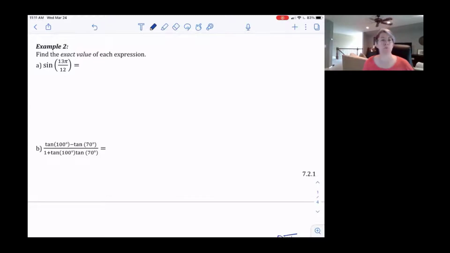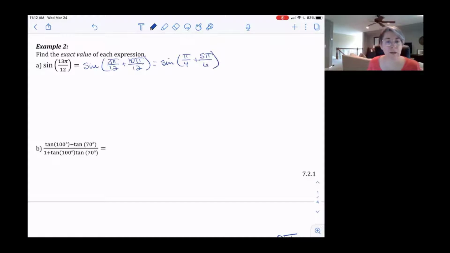So let's do a couple of examples using the sum and difference of the sine and of the tangent. So in part A, we have the sine of 13 pi over 12. 12 is not one of the denominators we know, so we're going to split 13 up as a sum of two numbers that will divide into 12. So we can use the sine of 3 pi over 12 plus 10 pi over 12. Both of these will reduce. It will give us the sine of pi over 4 plus 5 pi over 6. Both of these radians we are familiar with.